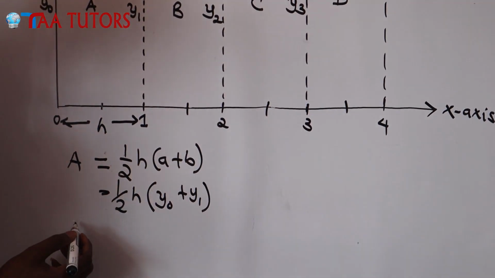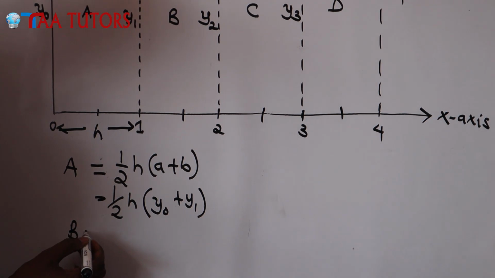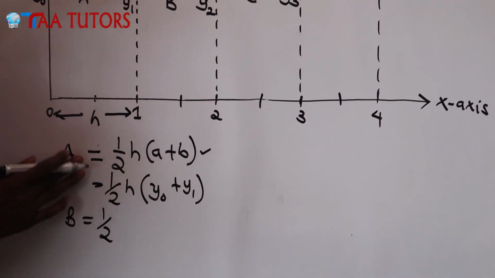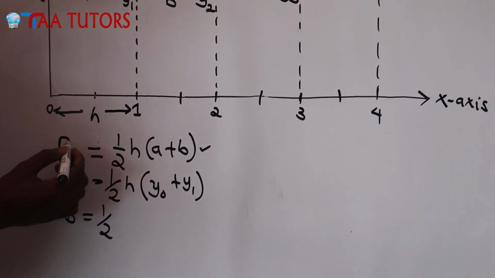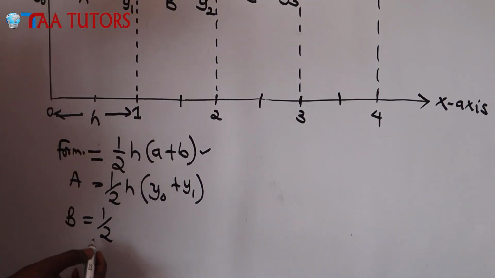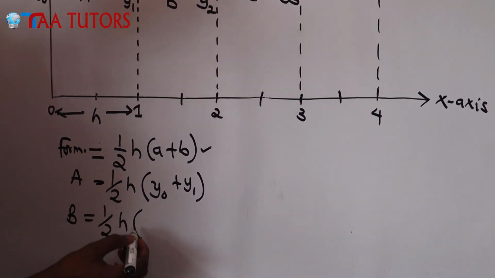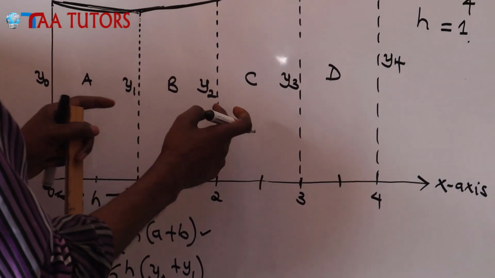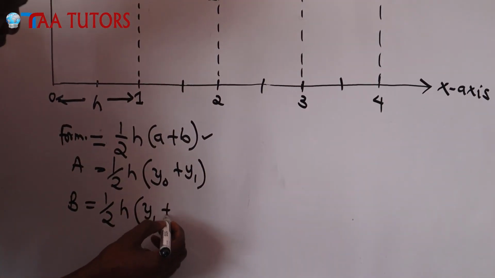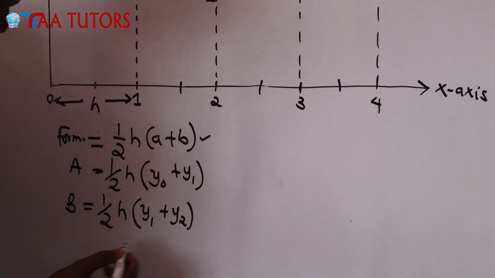For trapezium B, it is still going to be a half h. Let me use this formula still. So this is the formula for the trapezium, but now this is for area A. This for area B is going to be half h still, but now for area B, the two parallel lines are y1 and y2. So y1 plus y2 here.